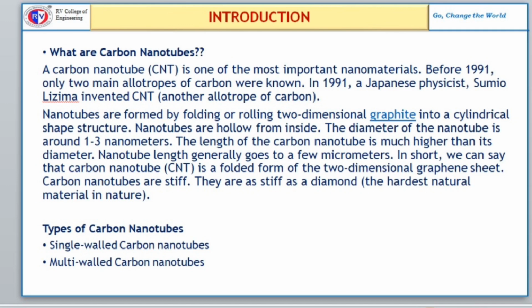Carbon nanotubes are stiff. They are as stiff as diamond, which is the hardest natural material in nature. They can be single-walled or multi-walled. Single-walled ones have a diameter of less than 1 nanometer, while multi-walled ones consist of several concentric interconnected nanotubes with a diameter of more than 100 nanometers and a length of a few microns, even millimeters.